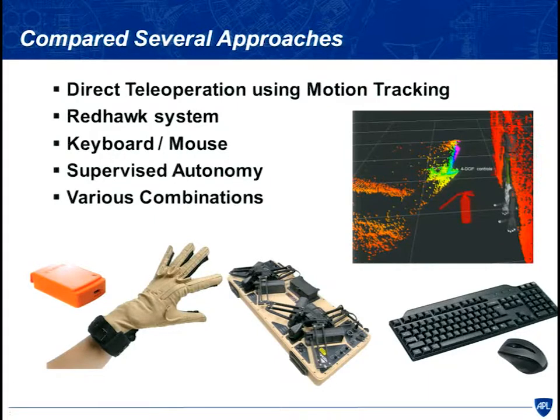So in this approach, we looked at a variety of different approaches for controlling the robotic platform, from direct teleoperation through the glove, the Red Hawk system, which is an off-the-shelf controller, keyboard, mouse, as well as our supervised autonomy approach, which allows us to use computer vision to segment out the scene, find objects of interest, and use autonomous manipulation to help with the tasks.